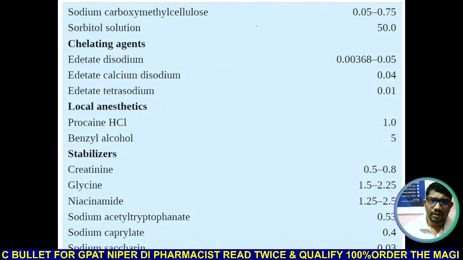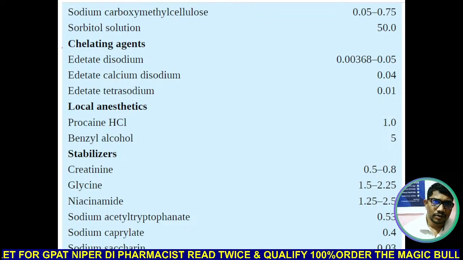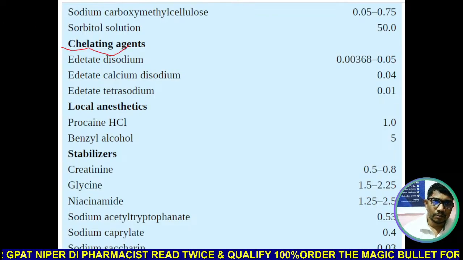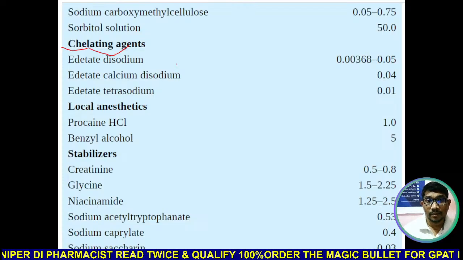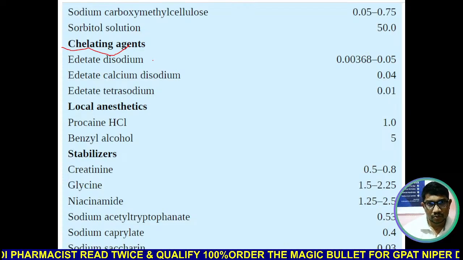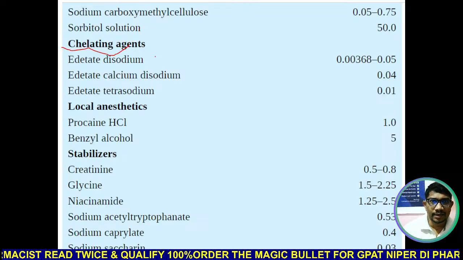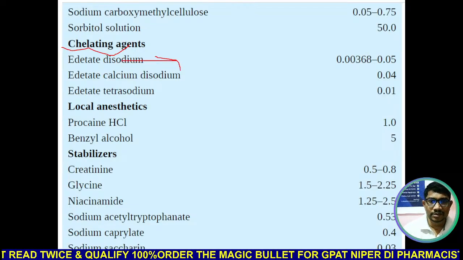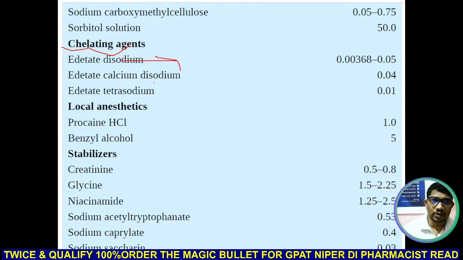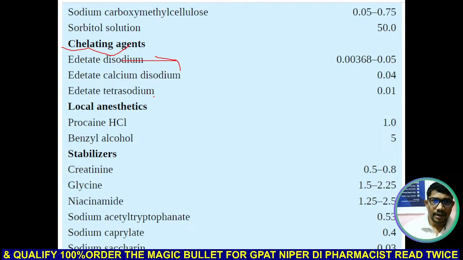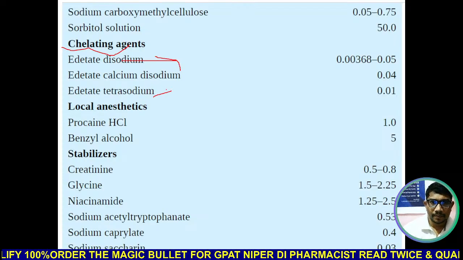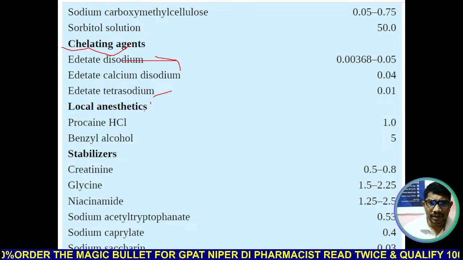बाकी देखो अभी chelating agent. If your formulation is unstable towards the metals, उसमें EDTA डाइसोडियम और EDTA कैल्शियम डाइसोडियम, कैल्शियम EDTA और सोडियम EDTA और EDTA टेट्रासोडियम. Local anesthetic to prevent the pain at the site.